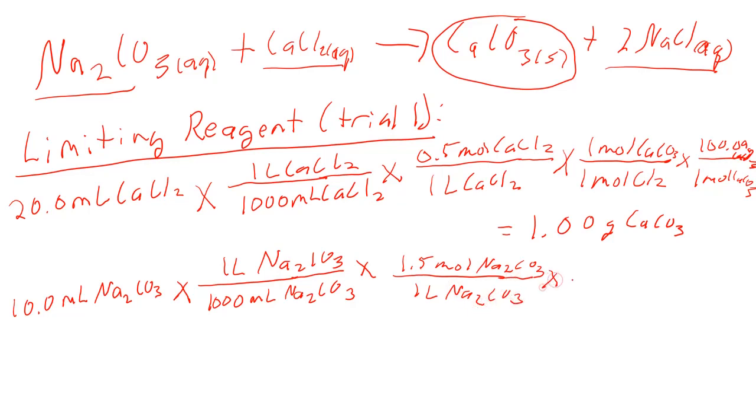Then we want to know how much calcium carbonate we're going to form. According to our reaction, 1 mole of sodium carbonate reacts, and we get 1 mole of calcium carbonate. And then we calculated our molar mass of calcium carbonate already, so we can use that number again.